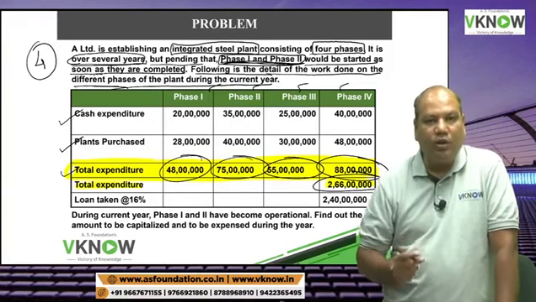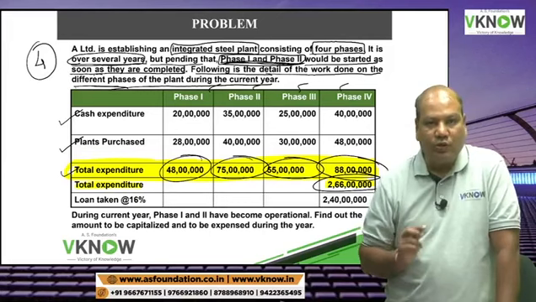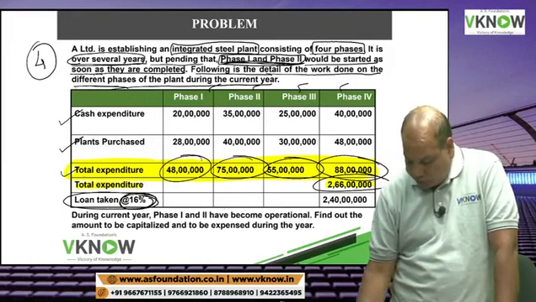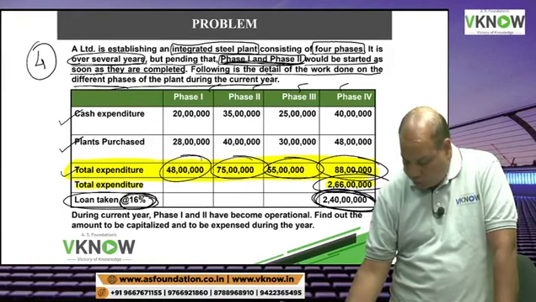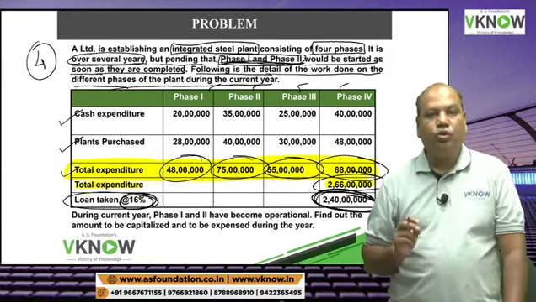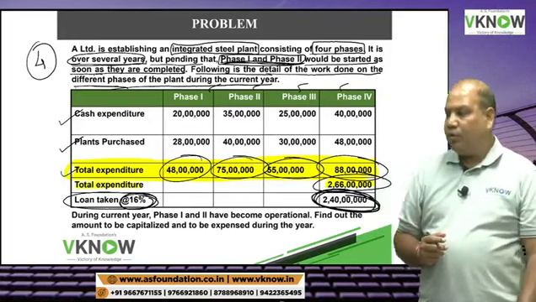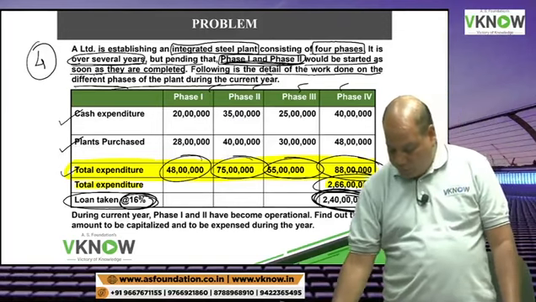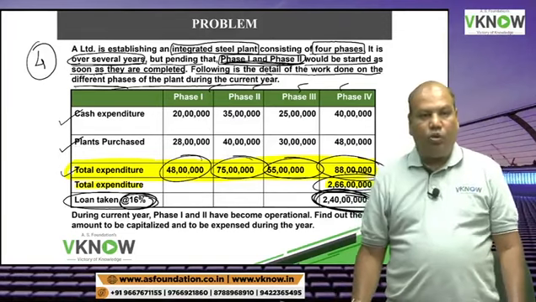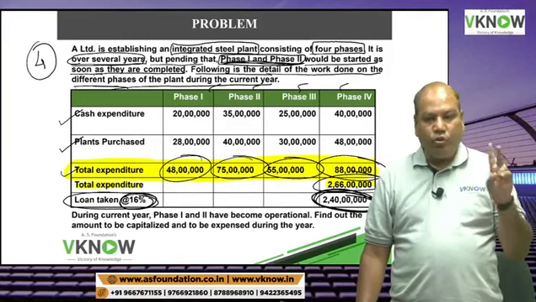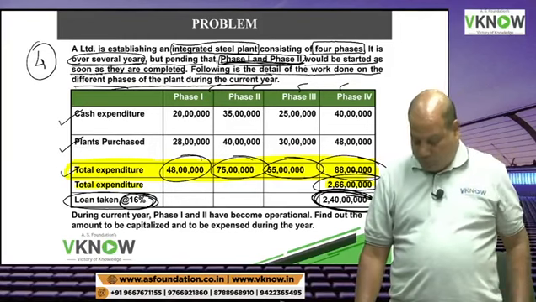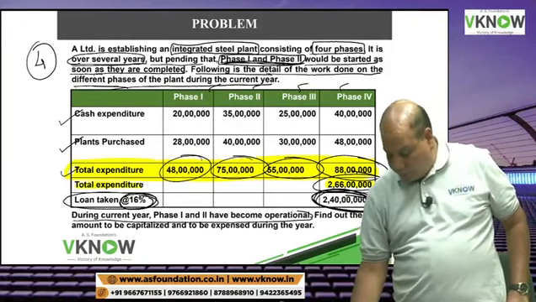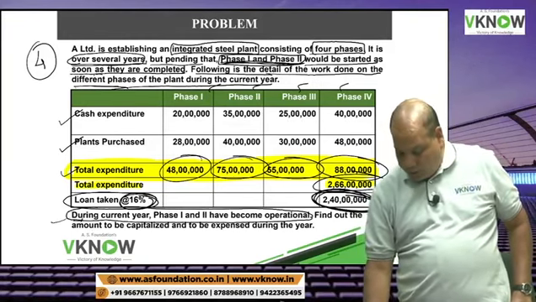Total expenditure incurred is 2 crore 66 lakh, and they have taken a loan at 16%. The total amount of loan taken is 2 crore 40 lakh. Is it right? The loan is a common loan. They have taken one loan and used that loan for four phases. Phase 1 and 2 have become operational. Operational means they can be used.